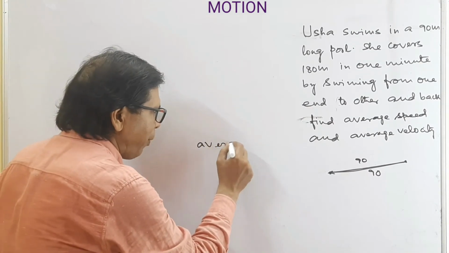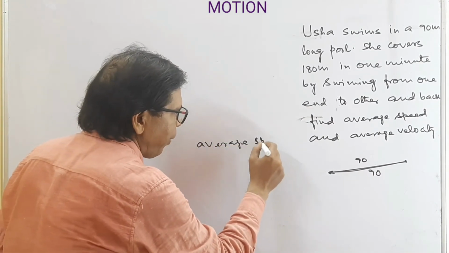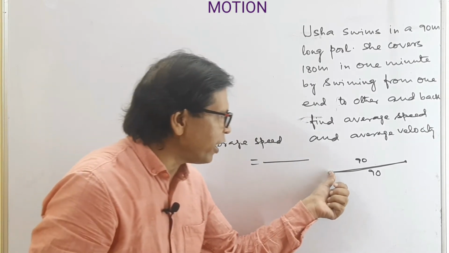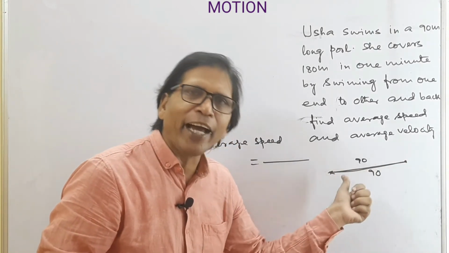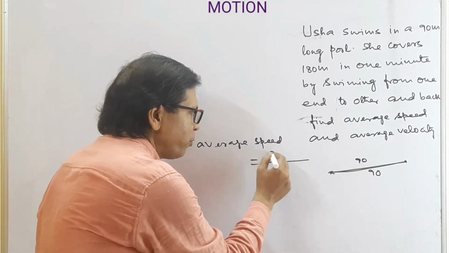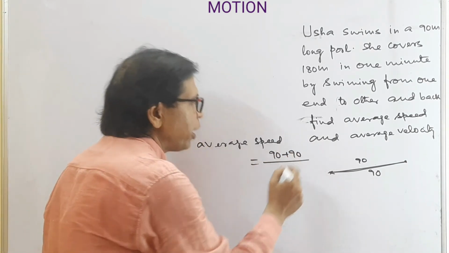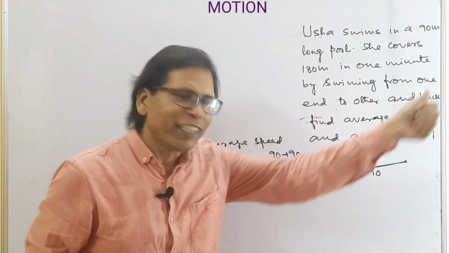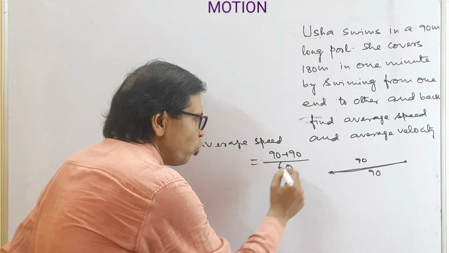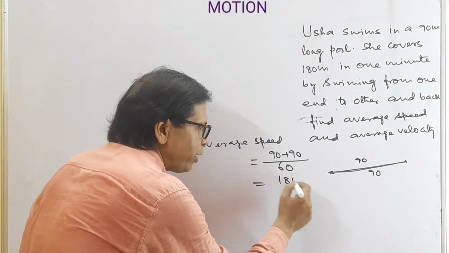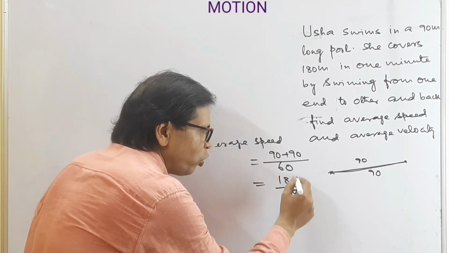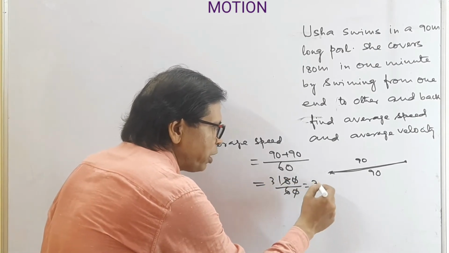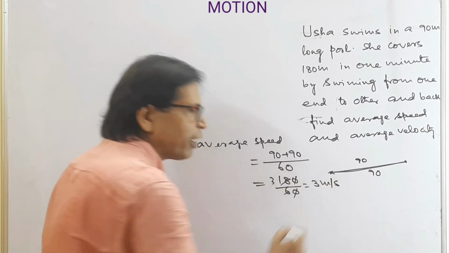Look at this, the average speed. Here average speed is equal to total distance, so this is 90 meter plus 90 meter. Now time taken is 1 minute, that is 60 seconds. So this is 180 by 60, 0 0 cancel out. Now this is 3, so average speed is 3 meter per second.